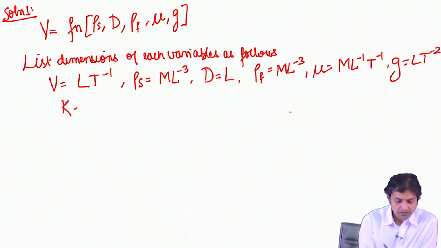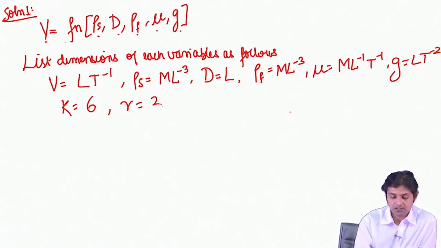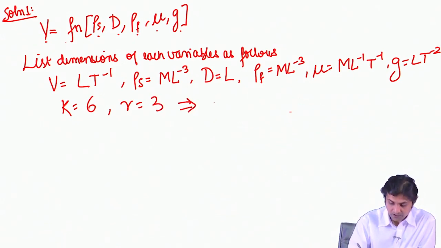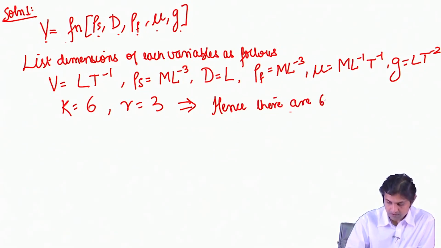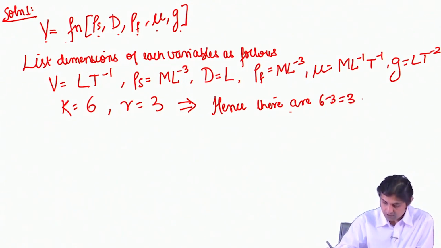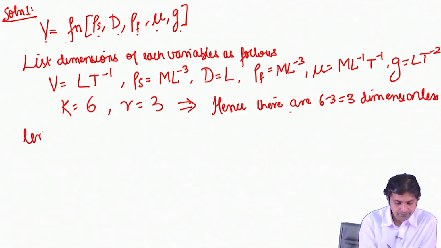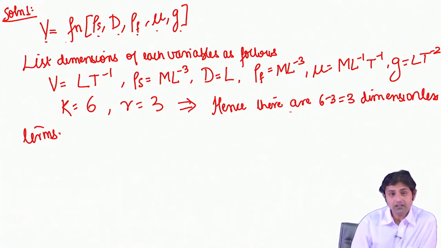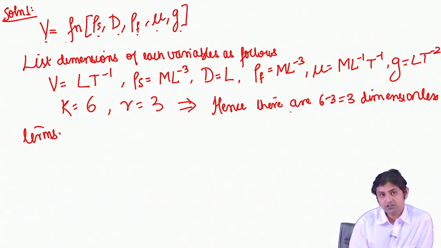So, k is 6, counting 1, 2, 3, 4, 5, 6, and r is the number of basic dimensions. If you see, M is appearing, L is appearing, T is appearing. So, r is 3, hence there are 6 minus 3 equal to 3 dimensionless terms. Following these initial steps we have obtained that there are going to be 3 dimensionless pi terms. Next step is selecting the repeating variables.